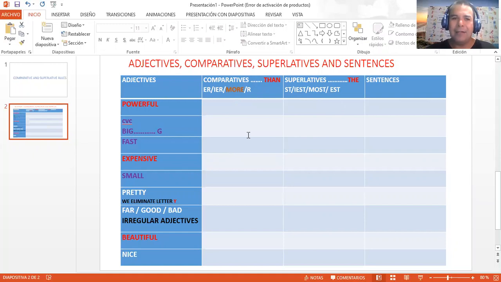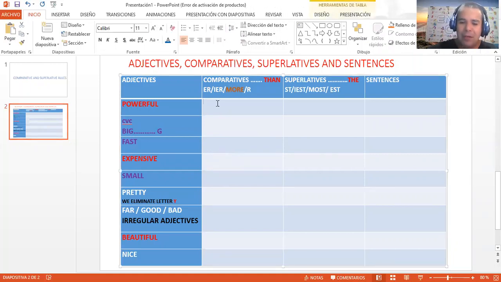But let's get started. So number one, powerful. If you see, it's in red color as well as expensive and also beautiful. So powerful has three syllables, okay? Powerful, three syllables. Expensive, three syllables. Beautiful, three syllables. So for two or more syllable adjectives, we're gonna use the word more. This one right here, more.